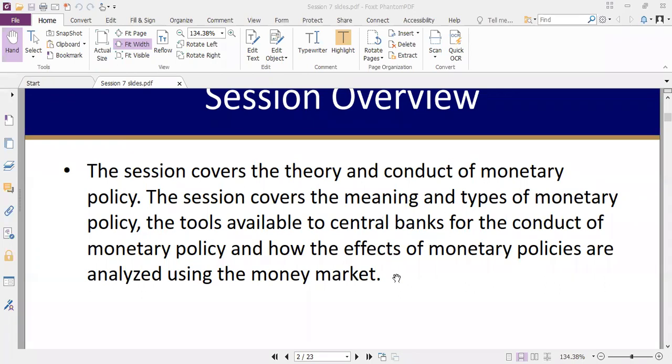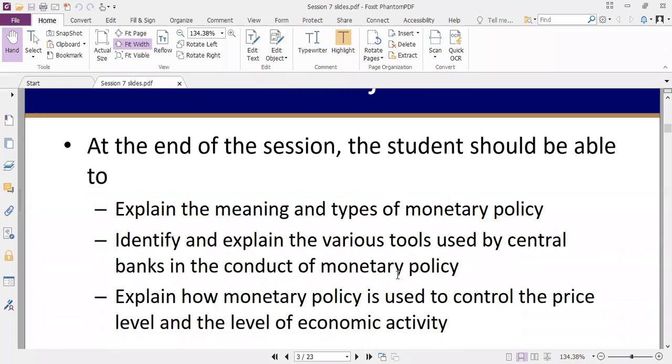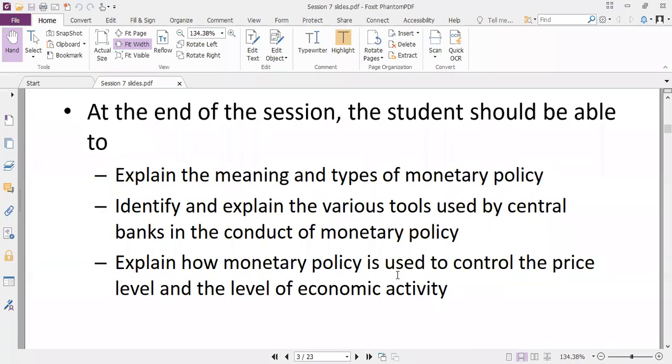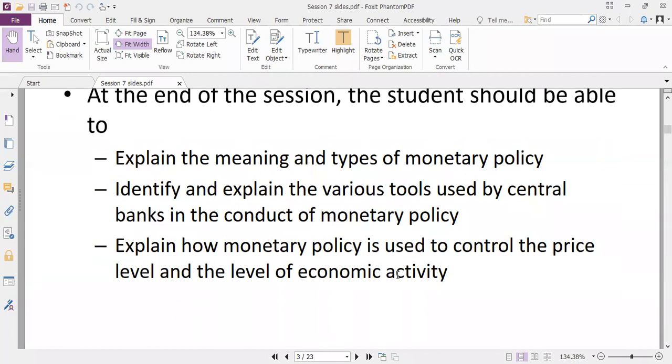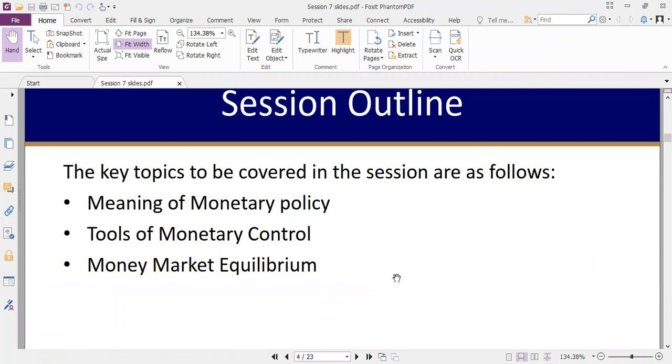So if we should take this in objective form, this is our main objective for today, which I just said not long ago. In the form of key topics, we are going to go through the meaning of monetary policy, the tools for monetary control, and the last one is the money market equilibrium.